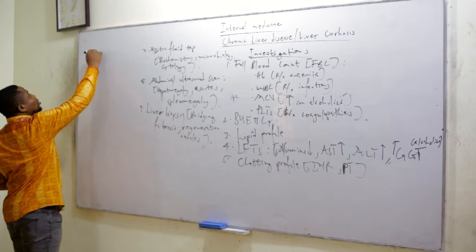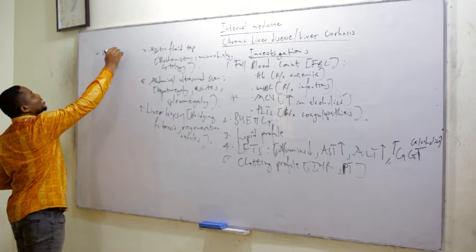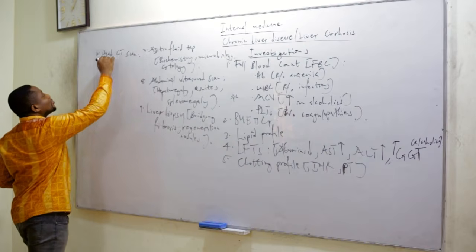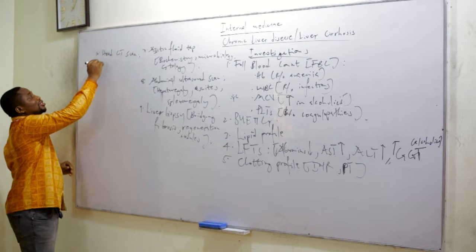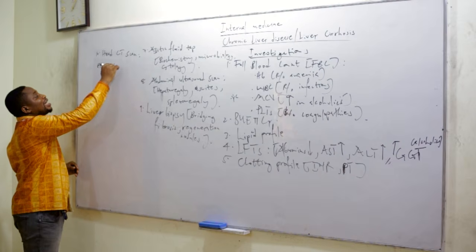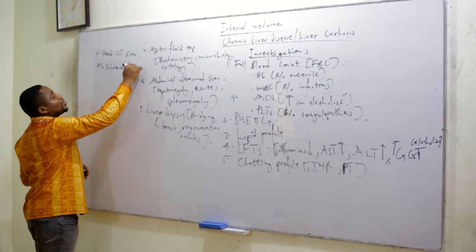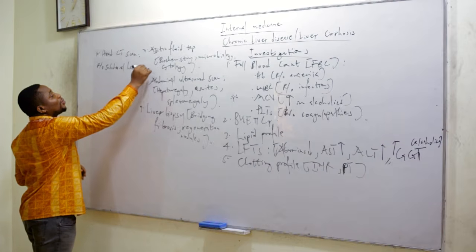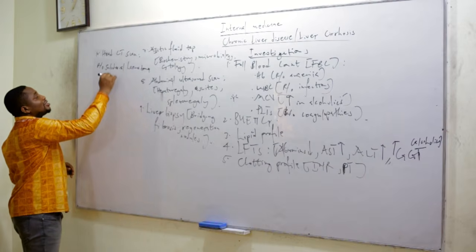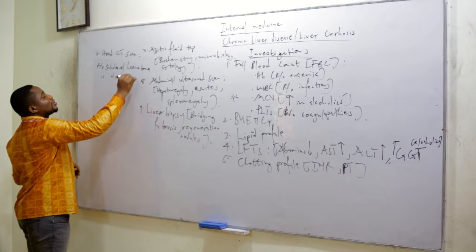We can also do head CT scan. Why are we doing that? To rule out what? Subdural hematoma, especially in who? Yes, alcoholics. Because they are liable to fall without even knowing. Are we following? Yes. They can fall.